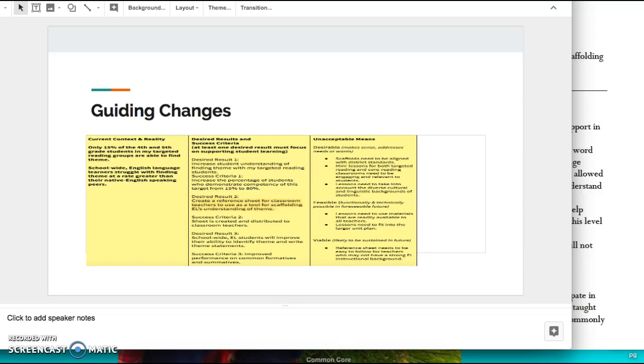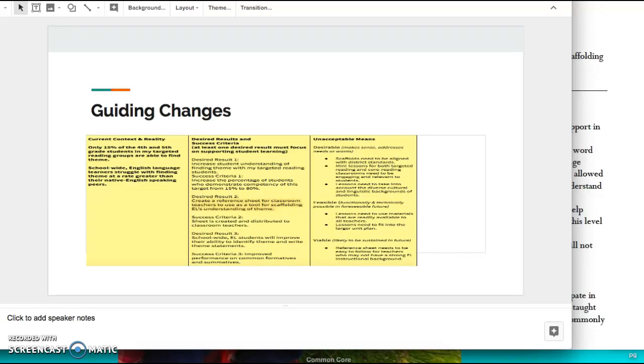I had 3 desired results. My first one was that I wanted to improve my student understanding of theme within my targeted reading class. And my success criteria for that was moving from 15% to 80%, which was pretty ambitious. My second desired result was to then create a reference sheet for classroom teachers to use as a tool or as a guide when they were teaching theme.